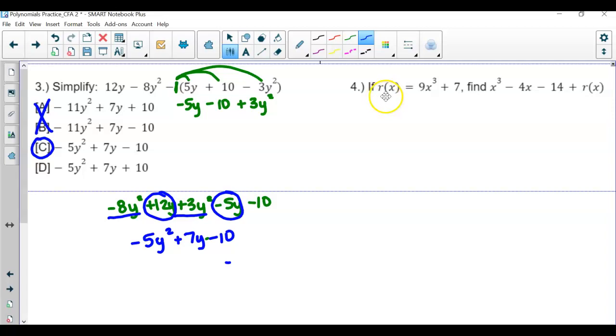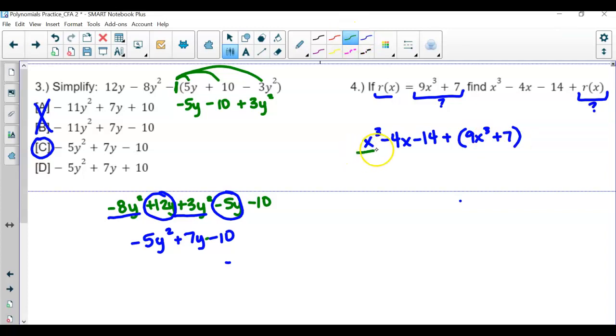So you're given r of x is 9x cubed plus 7. We are simplifying and looking for, well, we're given this polynomial, but plus r of x. So we're finding x cubed minus 4x minus 14 plus, well, what is r of x? Well, r of x is 9x cubed plus 7. Now you're just combining like terms. I've got x cubed, or 1x cubed, plus 9x cubed, which is 10x cubed.